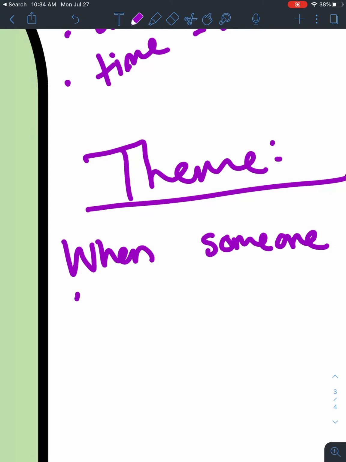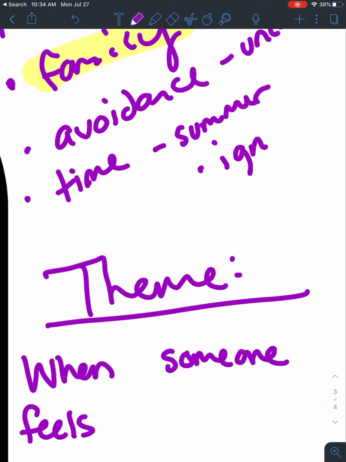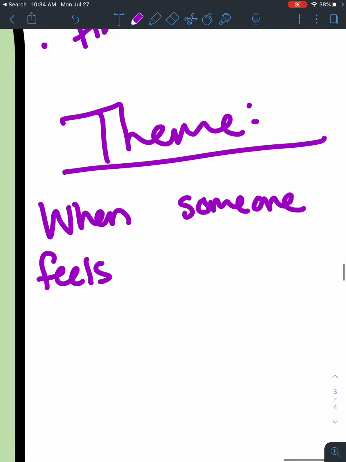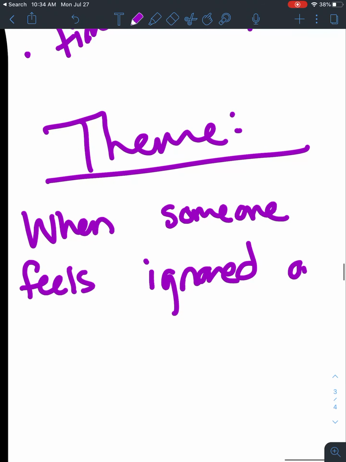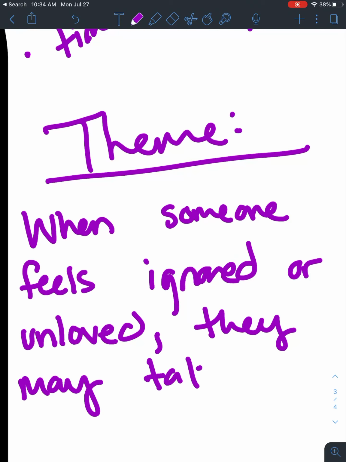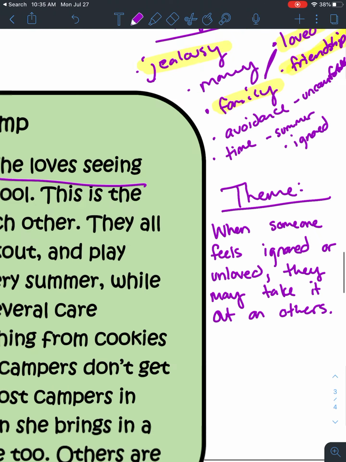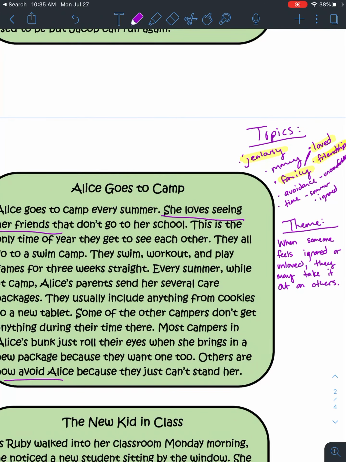So when someone feels, oh, I've got it, ignored is what that comes down to. When someone feels ignored or unloved, they may take it out on others. Is that true about our story?